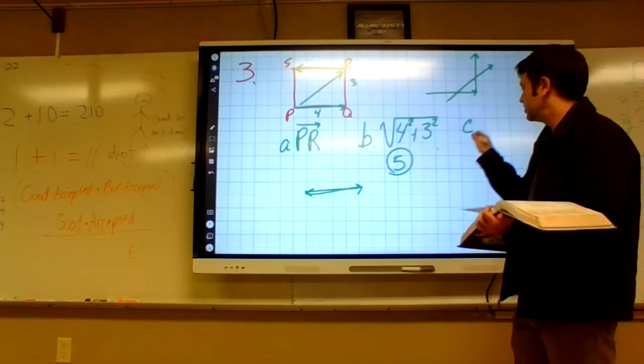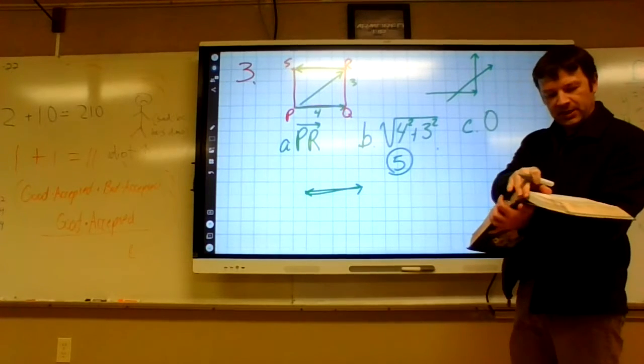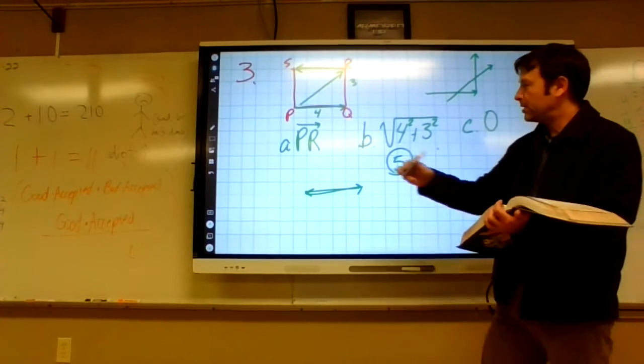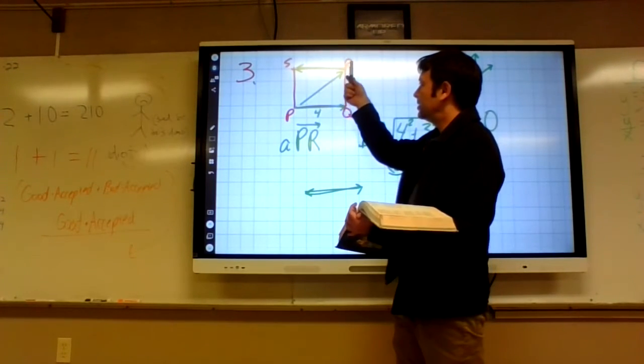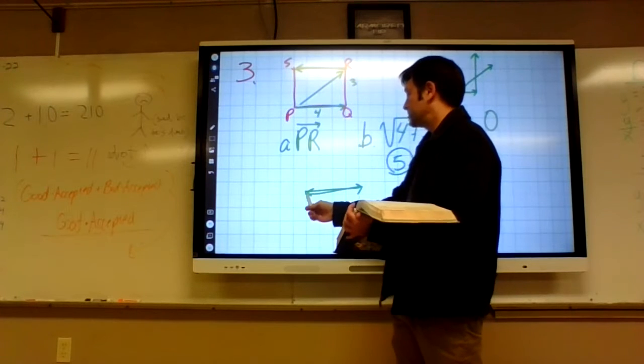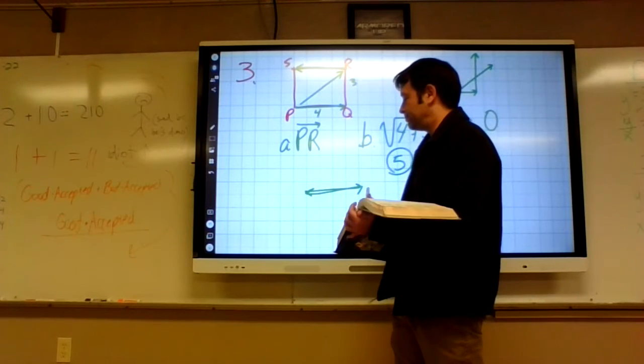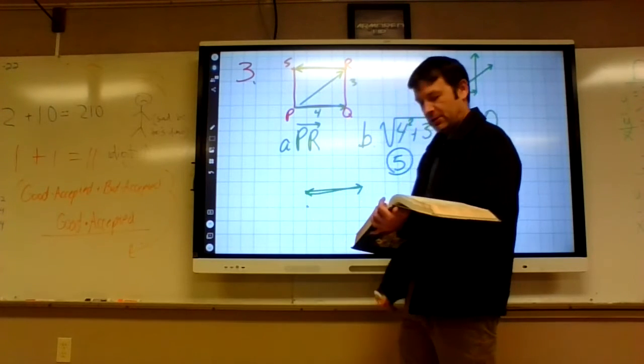So it's 0. Does that make sense to me? Do they have a special word for that? So PQ, you go 4 to the east, 4 to the right. And then RS is 4 to the left. So when you put them together, it's just boom, boom, nowhere. You're back where you started.